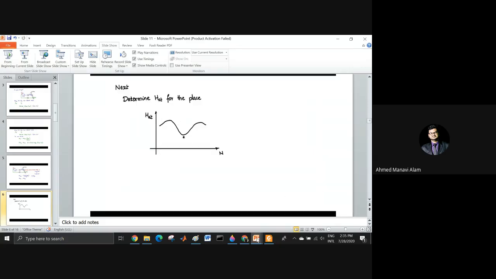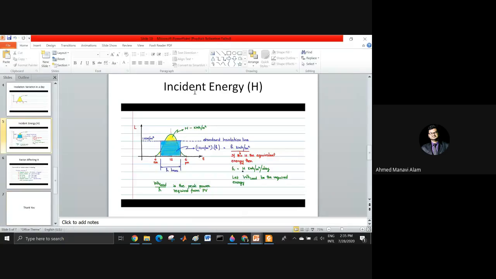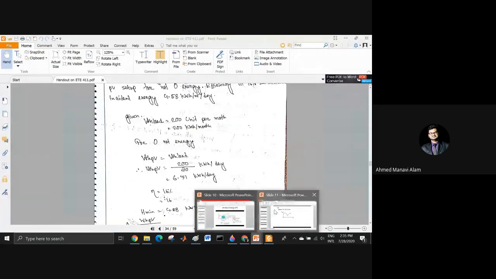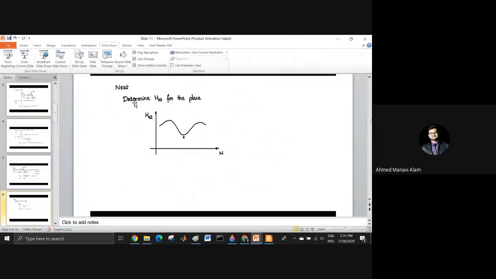Remember the HAT in the previous class? What was the H? H was the incident energy. So here we will determine the HAT for the place. Suppose you can see that here is the HAT and here is the N. What is the N? N is the number of days. It starts from January 1 and ends at December 31st. So this is the profile of HAT in a place.